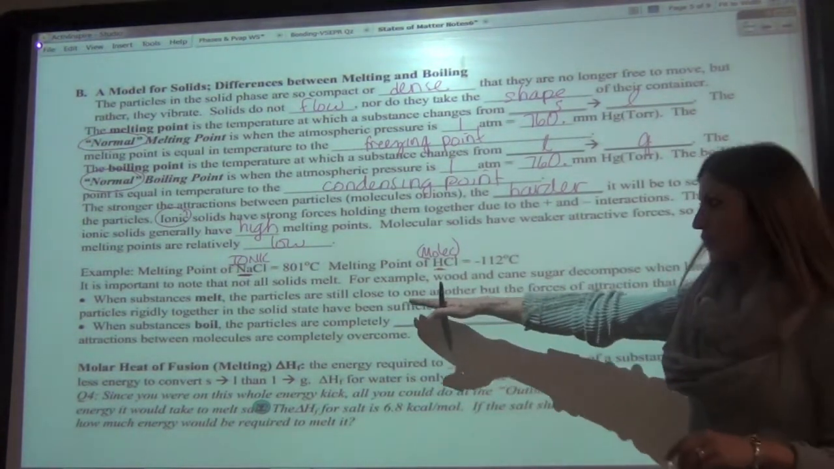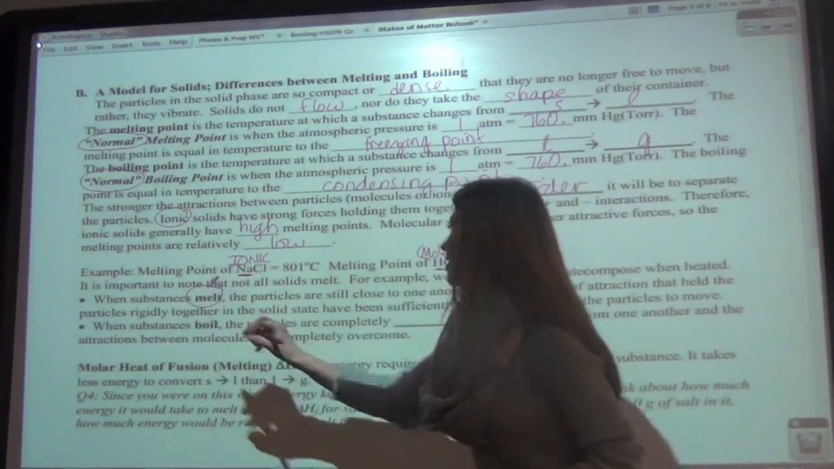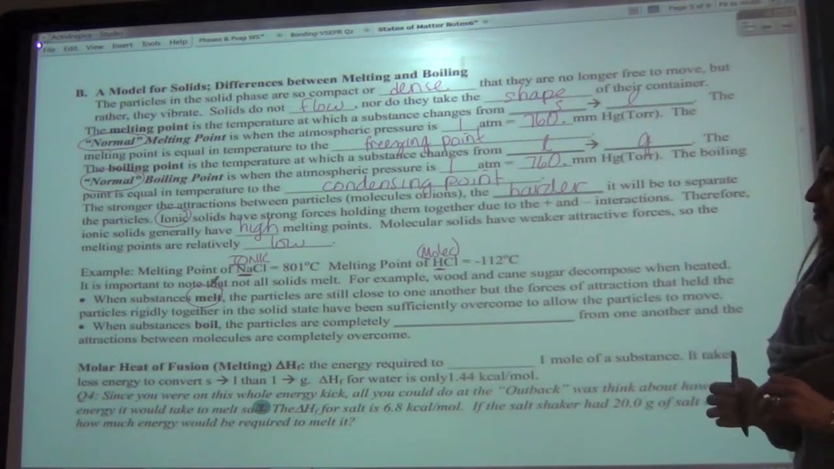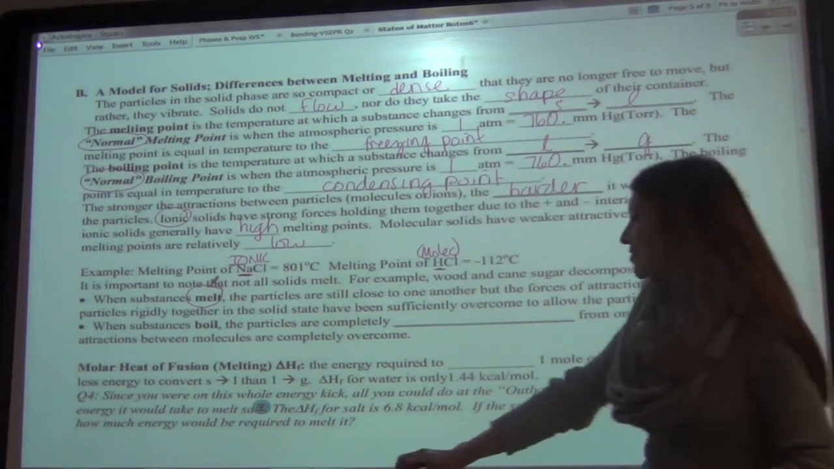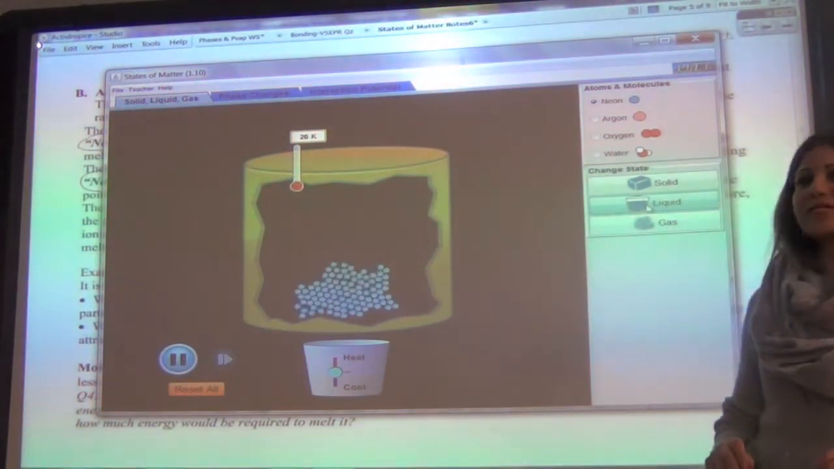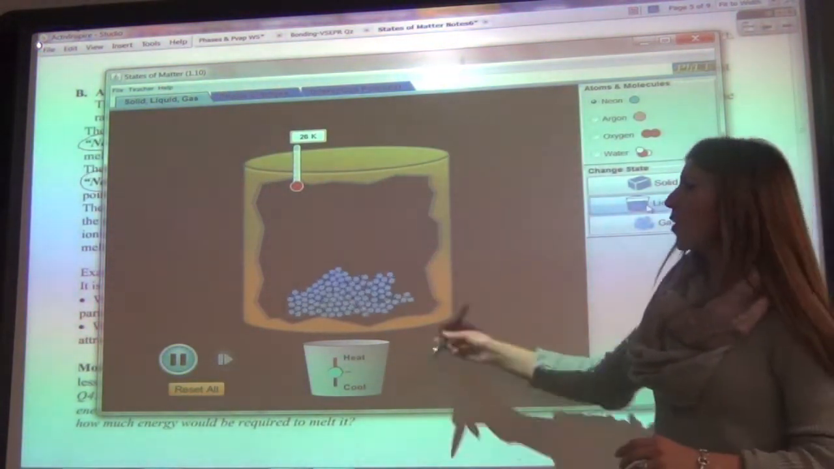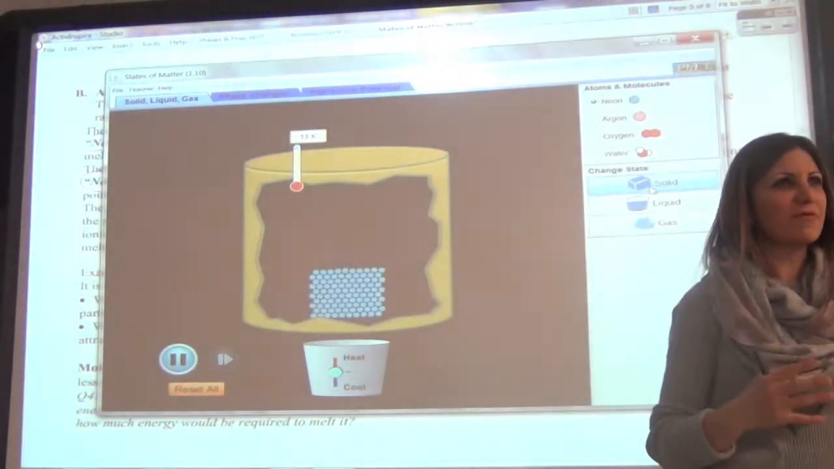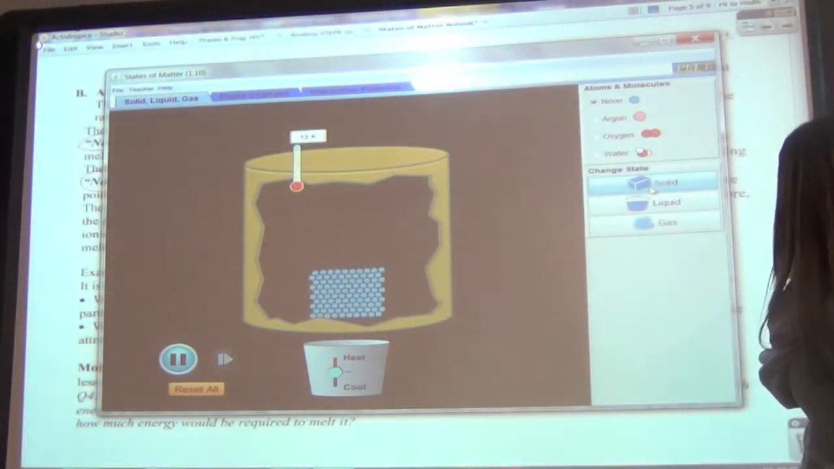When substances melt, though, the particles are still close to one another, but the forces of attraction that held them rigidly together in the solid state have been overcome, and so now the particles can move. And so if we switch this into the liquid phase, we can see that now they're sliding and flowing past one another, whereas in the solid state, they're more rigid, and it's just a vibration between those molecules or atoms.